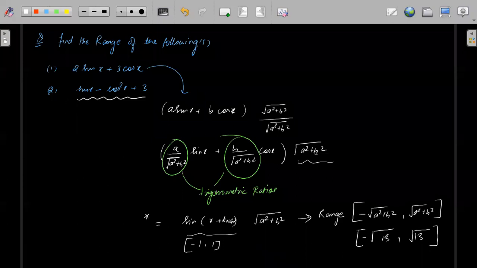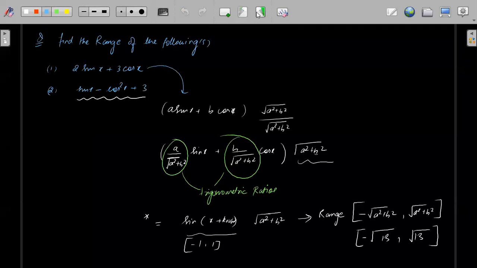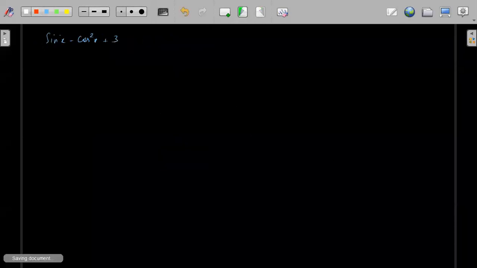Okay, fine. Now let's look at the second part. Second question, sine of x minus cos square x plus 3, right? So this is a question on converting into a perfect square, because there is a square term here. So converting to a perfect square.